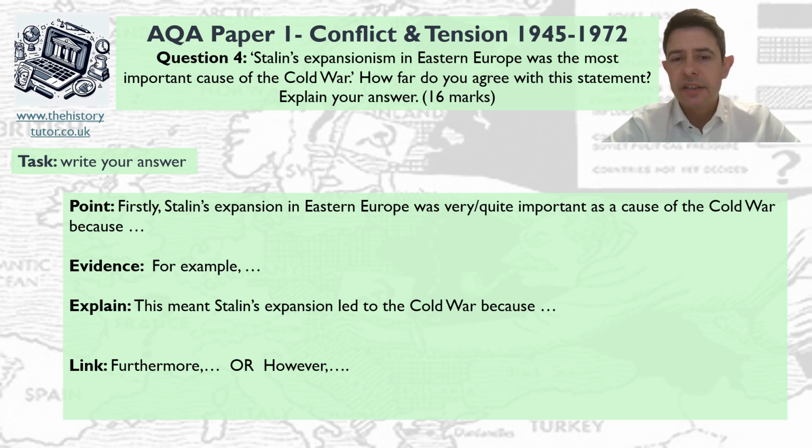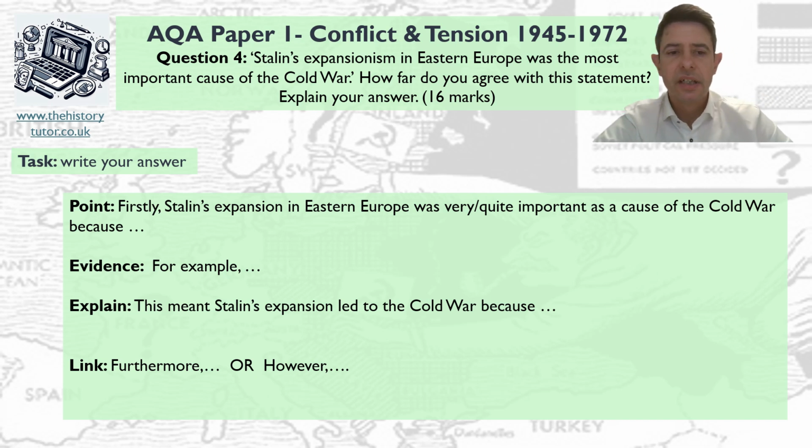So firstly, Stalin's expansion in Eastern Europe was quite or very important as a cause of the Cold War because... So you're going to make your point. You need to decide how important it is. So it says, how far do you agree with the statement? So we need to give an amount, very or quite important.